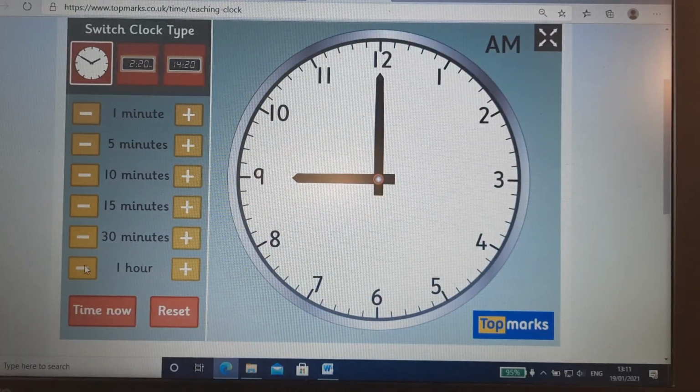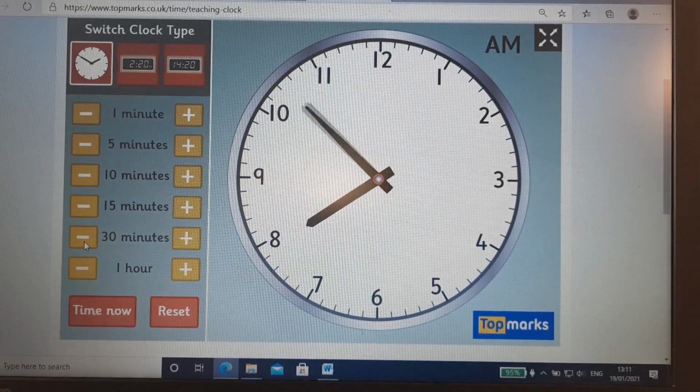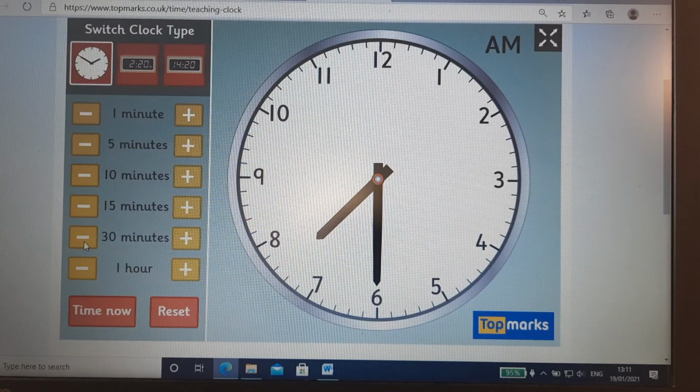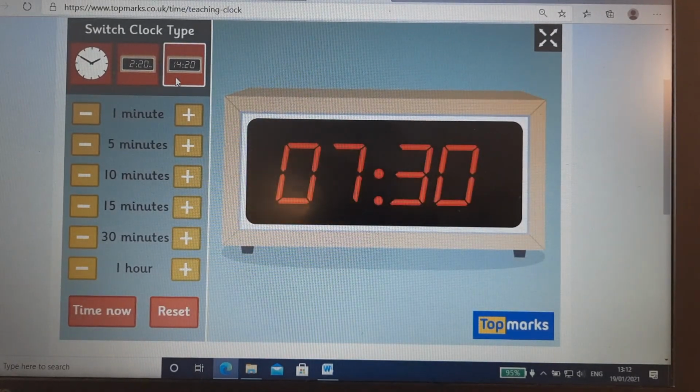Let's see if we can tell the time for 2 more. Let's take it back a bit more. And here we have a new time. Can you please write down what you think this time would be in 24 hours clock? Press pause whilst you do it. Okay, now what would that look like in 24 hours clock? 07:30.